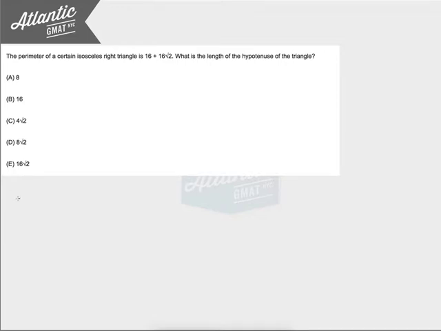And once you do apply that, you end up with this. Because we're given that the perimeter is 16 plus 16 root 2. What we want to know is the hypotenuse. So let's remember that we're not solving for x, we're solving for x root 2.